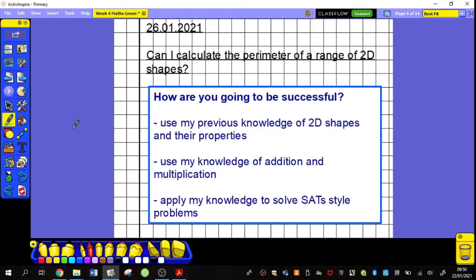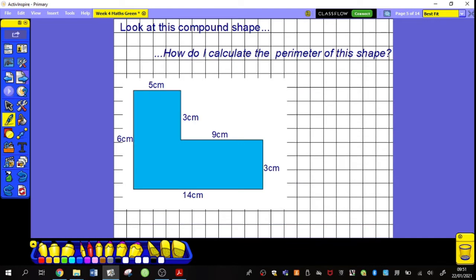Okay guys, today we're going to be continuing to calculate perimeters of 2D shapes. Same as yesterday, to be successful you're going to need to use your previous knowledge of 2D shapes and their properties. You're going to need to use your knowledge of addition and multiplication again and apply this knowledge to solve problems. So today we're going to be looking at compound shapes.